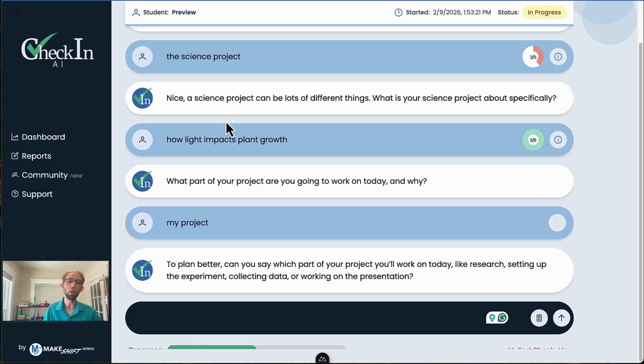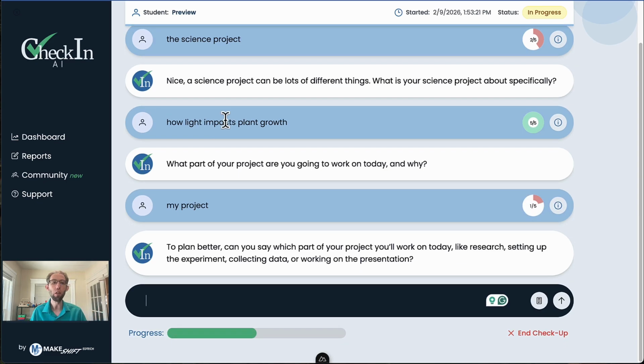And if this was a regular worksheet, that's where it would end. However, this asks the follow-up questions. To plan better, can you say which part of your project you'll work on today? Like research, setting up the experiment, collecting data, or working on the presentation? It even gives some examples, some hints, some guidance.